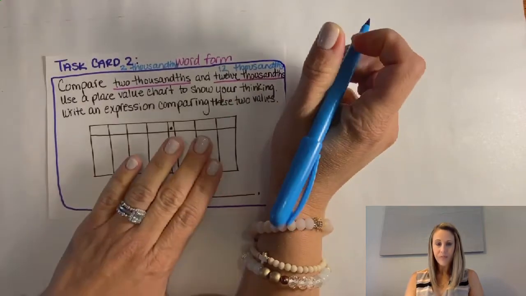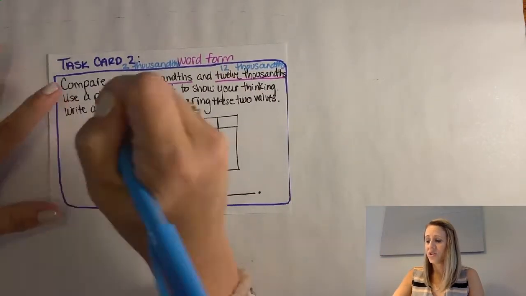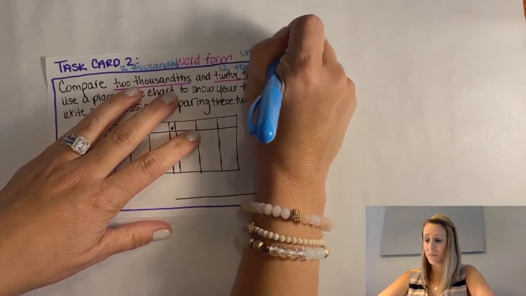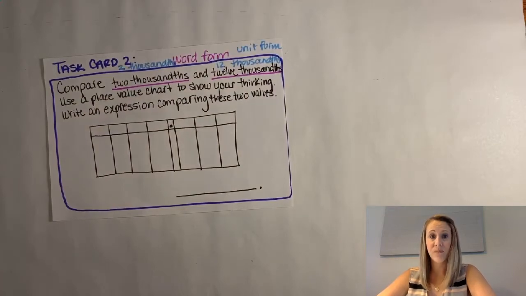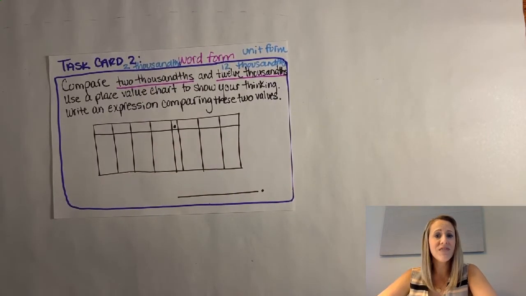Okay, the next thing that I want to do is continue following the directions, and it calls for me to use my place value chart to show my thinking. So let's read the task card together. Compare 2 thousandths and 12 thousandths using a place value chart to show your thinking. Write an expression, remember expression does not contain an equal sign, comparing these two values. Okay, expressions are made up of numbers and symbols alone.